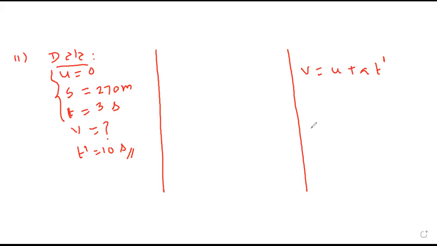Yeah, sir. With this upper information, I will get A. If I get A, then velocity from start, initial is 0. I will substitute A, and time is given as 10. So my first problem is how to get A.